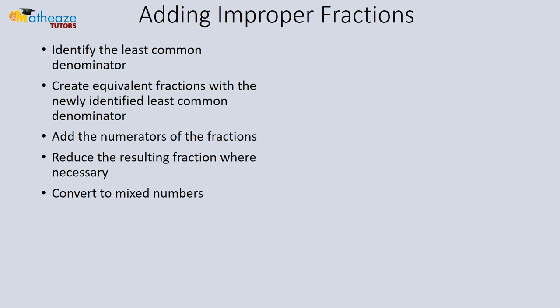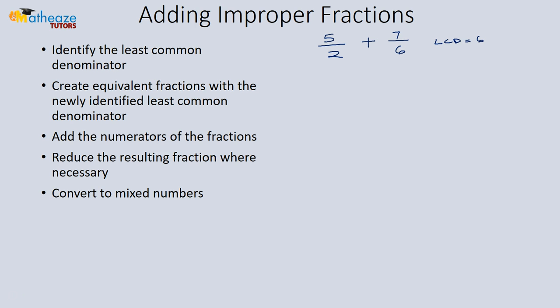Now, let's take a look at instances where we have unlike denominators with improper fractions. Let's look at 5 over 2 plus 7 over 6. In this case, we're going to follow the same steps by, first of all, determining our least common denominator. So for 2 and 6, 6 is a multiple of 2, so we can safely assume that our least common denominator here is going to be 6.